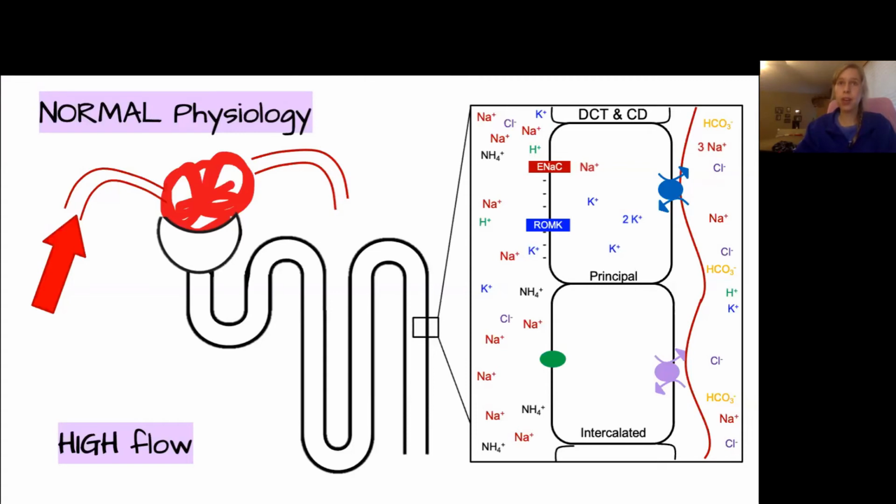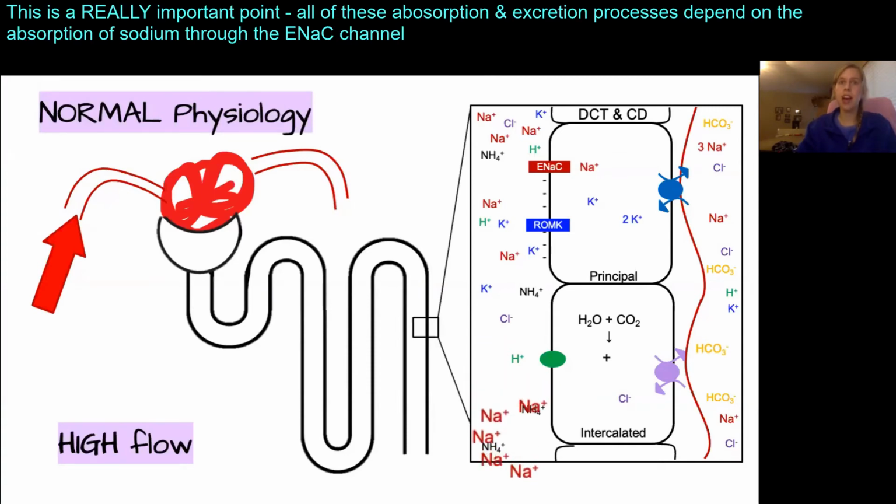Overall, there's going to be less sodium and water reabsorbed, and this is going to slow the entire process down because everything depends on that amount of sodium reabsorption in the principal cell. So we're going to have more sodium excreted, less potassium and hydrogen excreted, and less de novo bicarbonate produced.